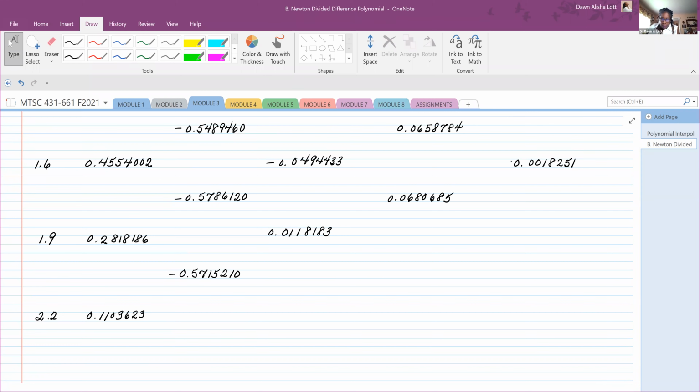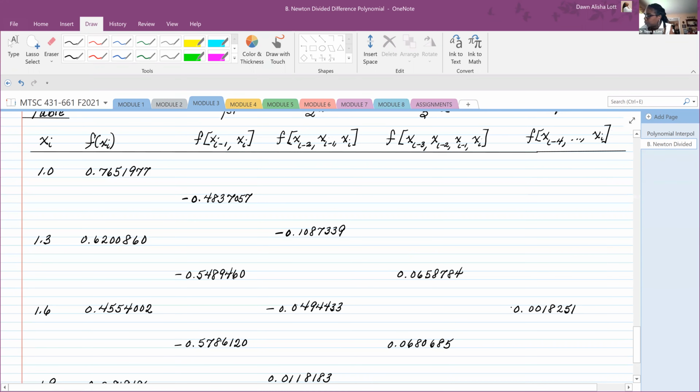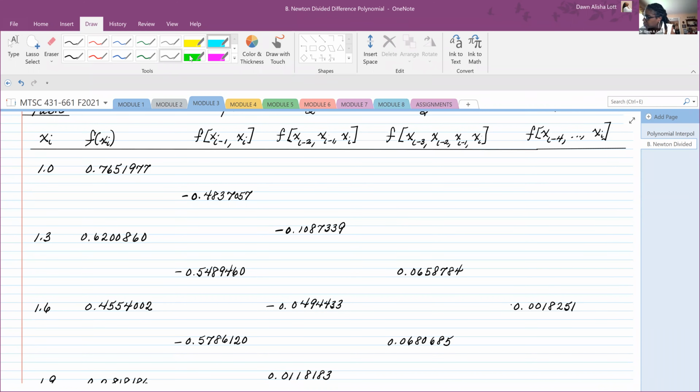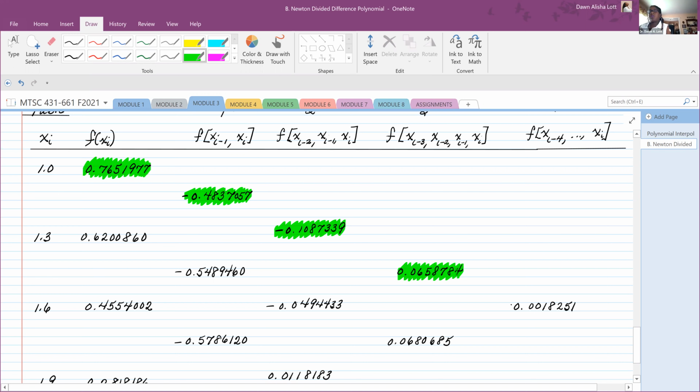Okay, so the numbers that I need are these. So here are my coefficients. Let's use the green. So that is my A0. Then this is my A1. Then this is my A2. Then this is my A3. And that last value is my A4.